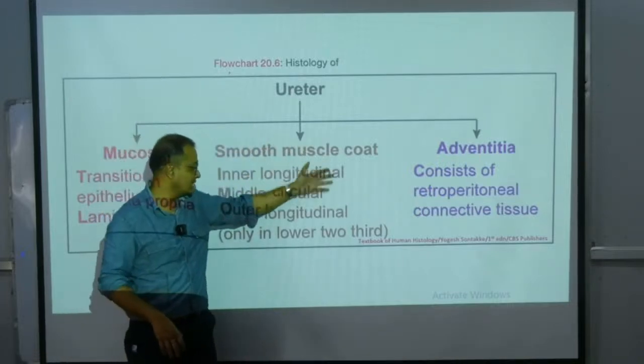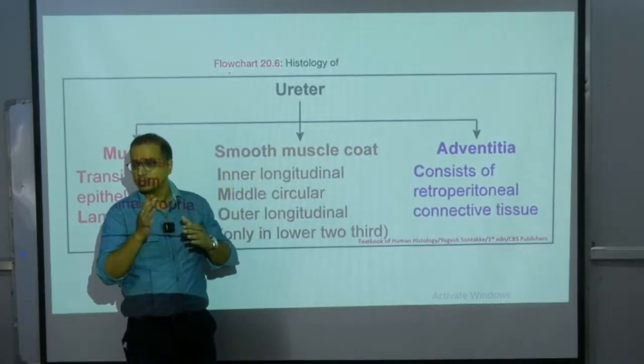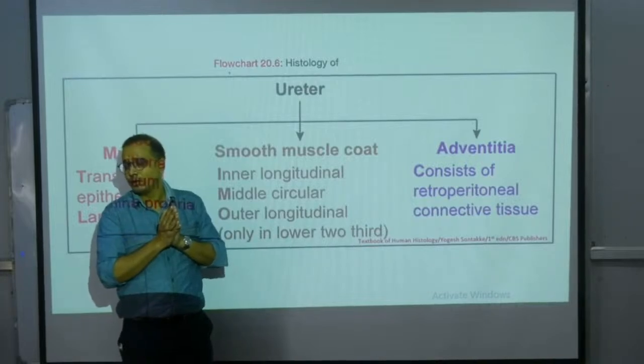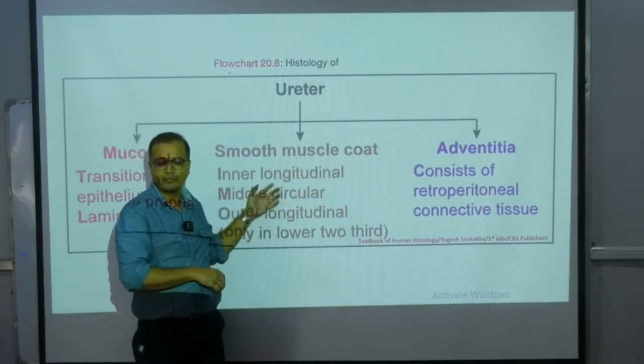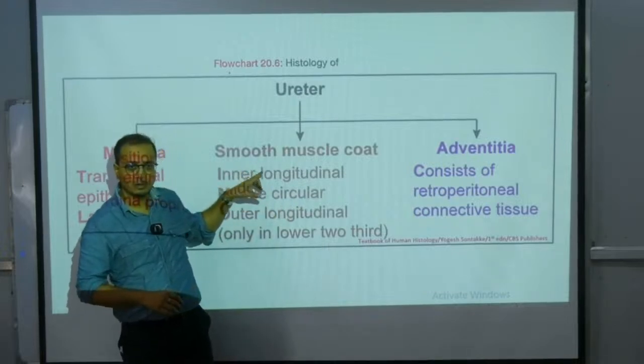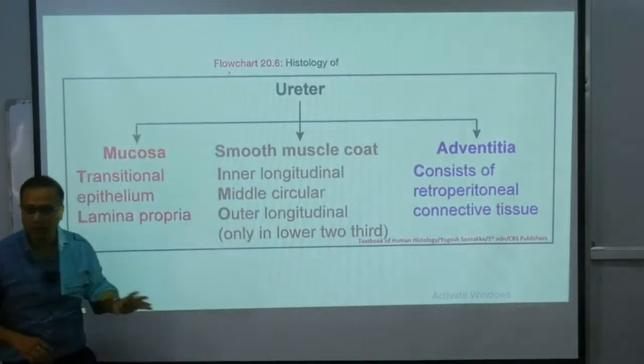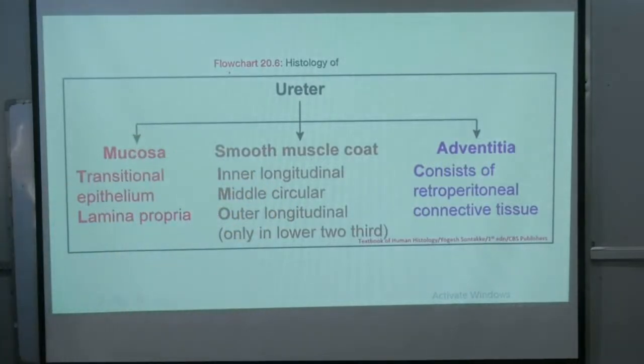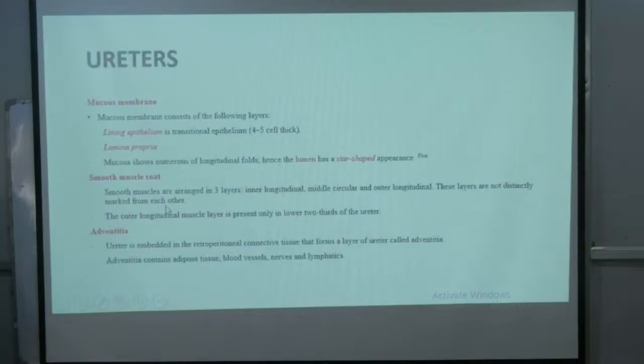If you take sections of the middle portion of the ureter, only then can we see these three different coats. The rest of the ureter may exhibit only two layers, the outer longitudinal and inner circular. The outer layer is retroperitoneal, outside the serous layer, which is lined by the peritoneal lining. Then take this mucosa, which we call the lining epithelium.